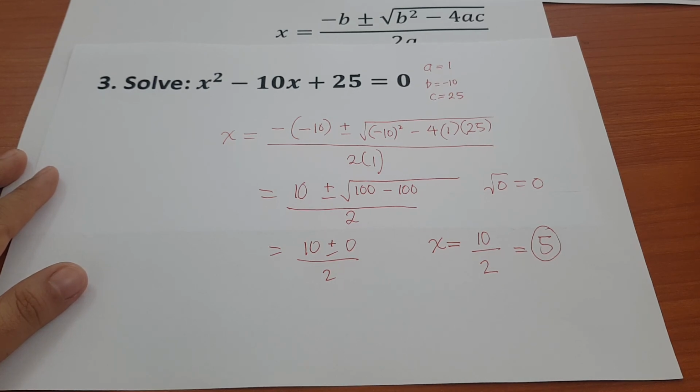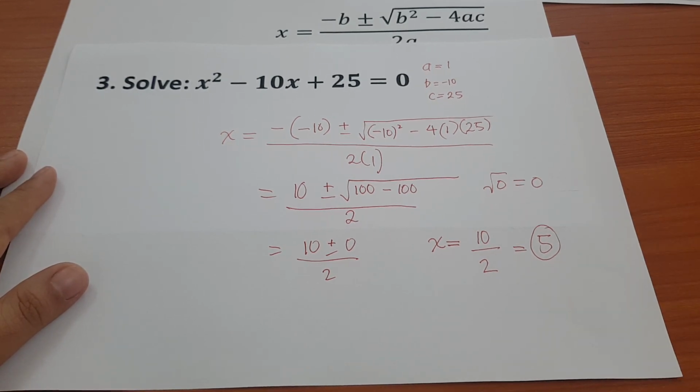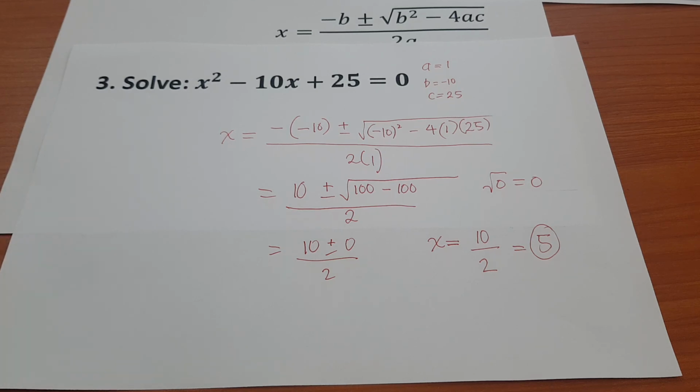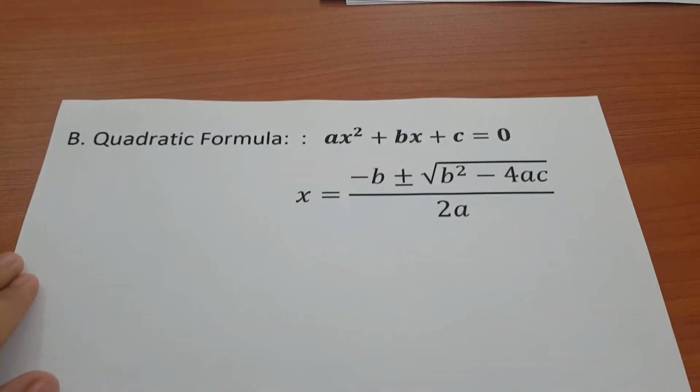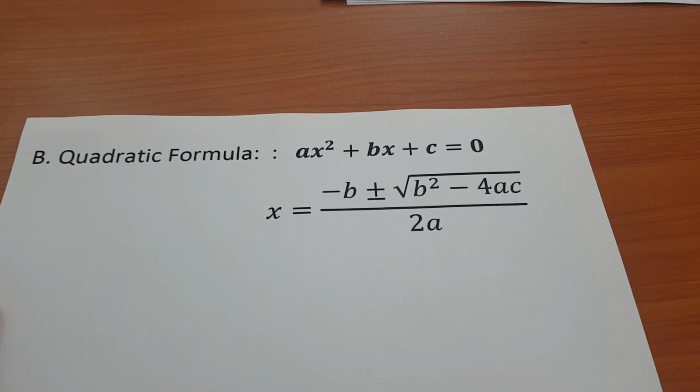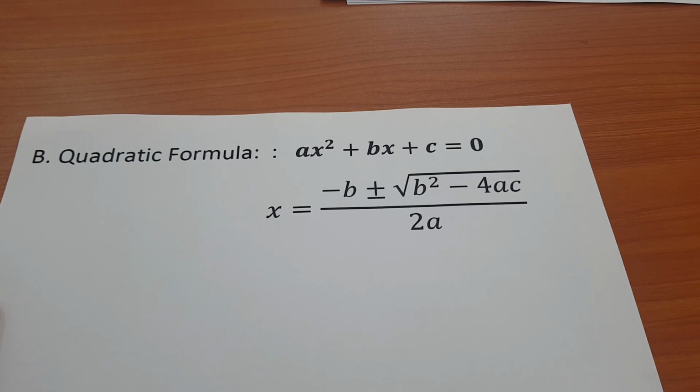And that's it. This is the end of solving a quadratic equation using the quadratic formula. So again, you just need to remember this: the formula is minus b plus and minus the root of b squared minus 4ac, all over 2a.